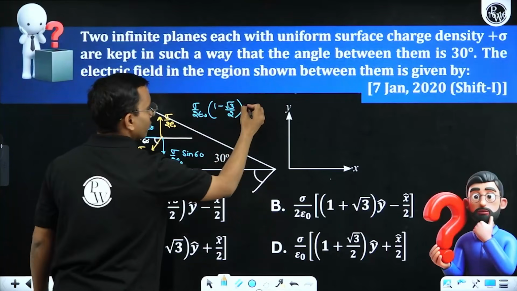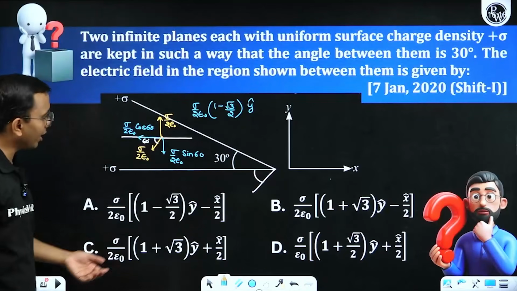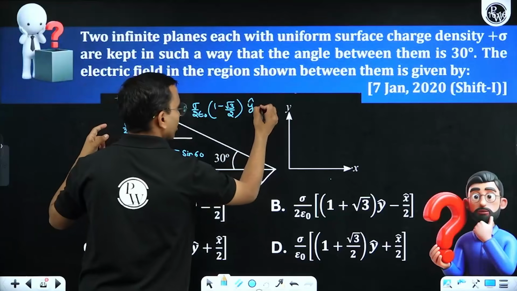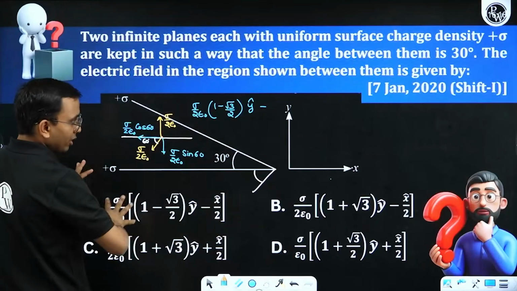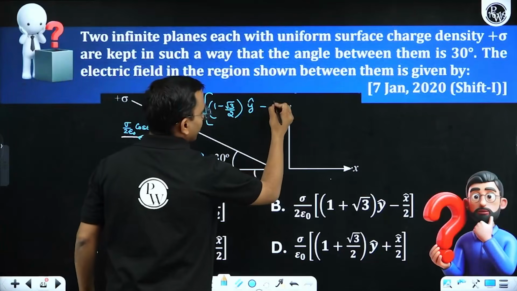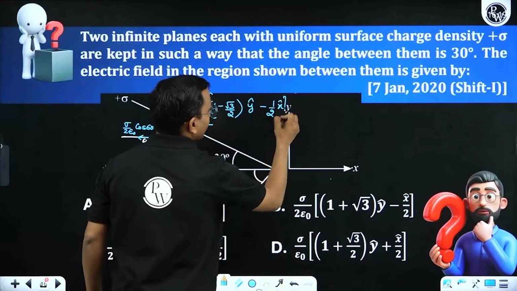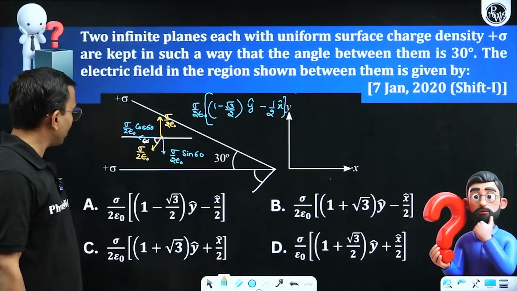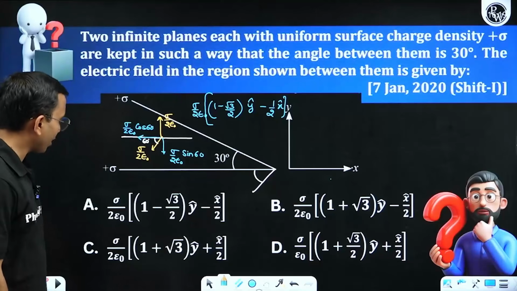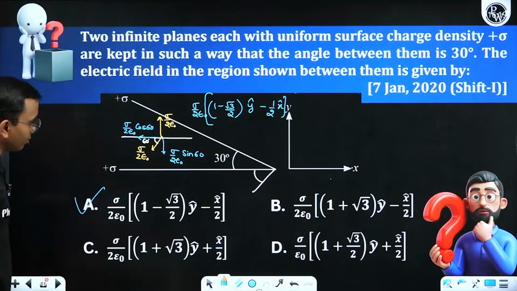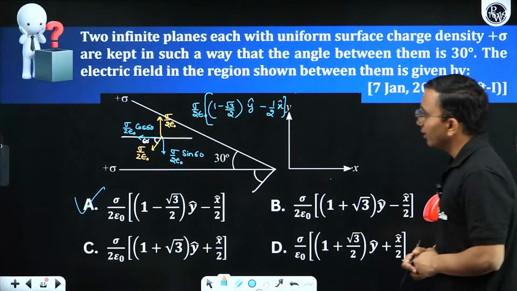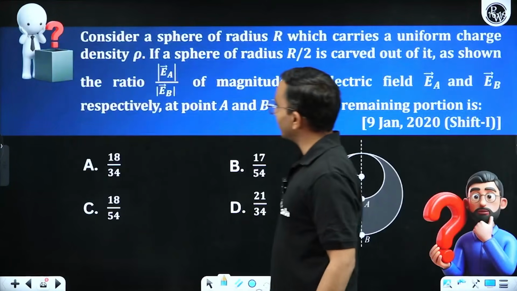This is along the y-axis, so y cap, since they are using it instead of j cap, so I will write y cap. Along the x-axis it is towards the negative x-axis, so minus. Sigma by 2 epsilon naught is taken common, so this will remain cos 60, so 1 by 2 x cap. So (1 minus root 3 by 2) y cap minus 1 by 2 x cap, and outside we have sigma by 2 epsilon naught. Yes, we got A as the correct option here. We just need to take the components carefully.